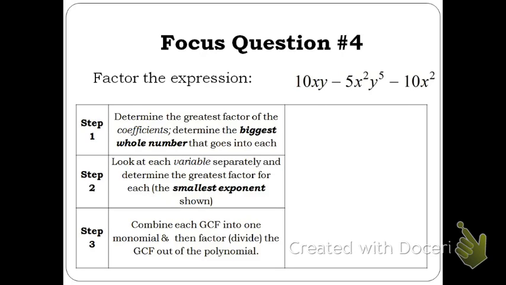Two more. So for number 4, we have this trinomial. As we look at it, first step, go through and identify what is your GCF. I look at 10, 5, and 10. Between those, we can identify that all three are divisible by 5, not 10.